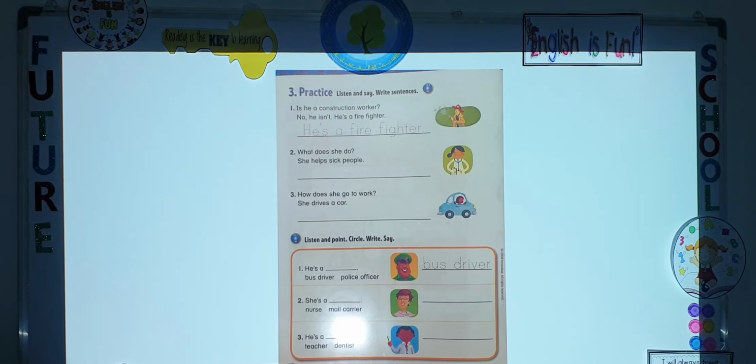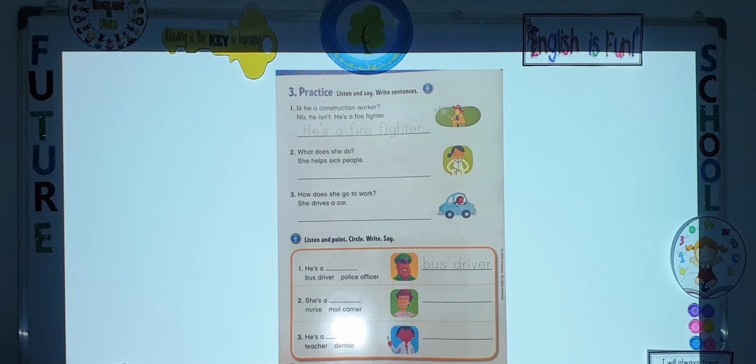The question is, what does she do? The answer is, she helps sick people. If you remember, this example we took a little while ago, and we talked about a nurse and what she does in her job. She helps sick people.